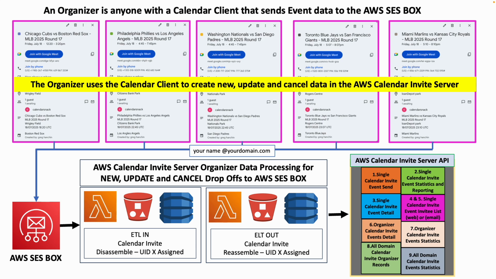It's basically ETL, extract, transform, and load, using Lambdas into DynamoDB. And we assign a UID that matches the one inbound plus 1, and we track that in a disassembled state in DynamoDB. When API number 1 is called, we basically extract, load, and transform that data using the Lambda out of S3 and ultimately restore it back in DynamoDB and send out the reassembled calendar invite when the single invite event send API is called.